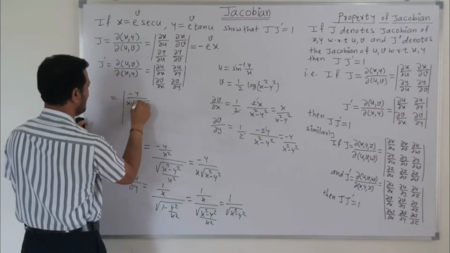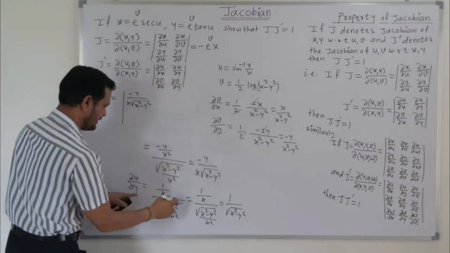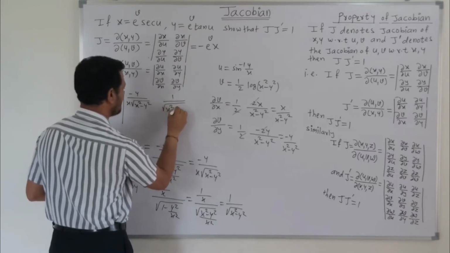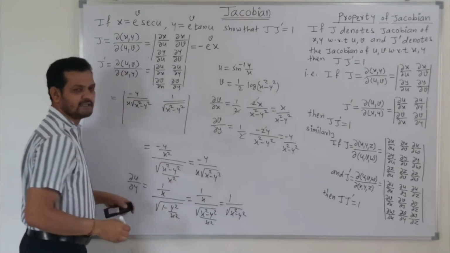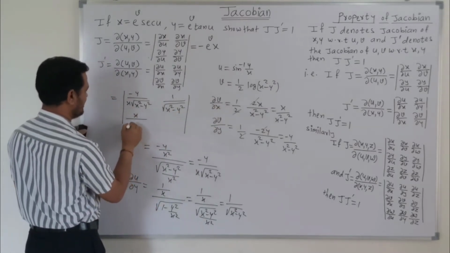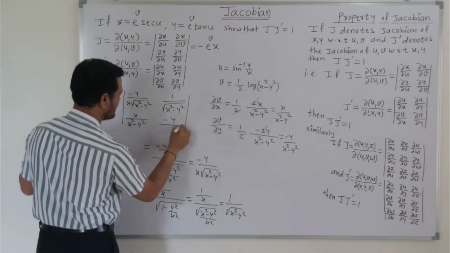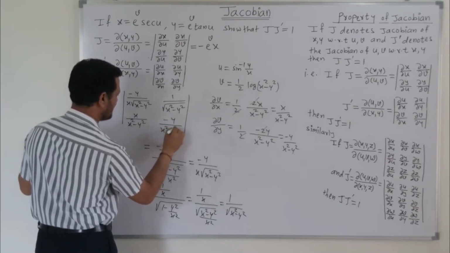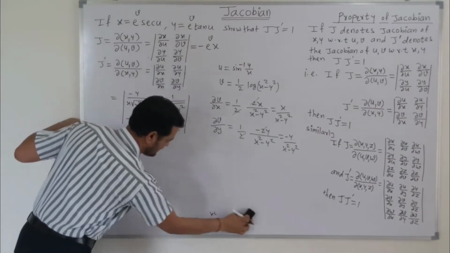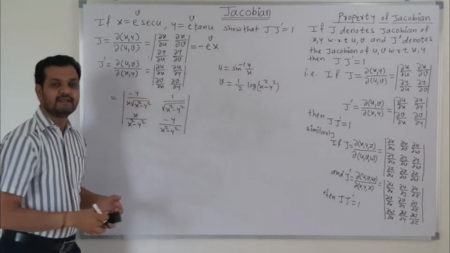then root of x square minus y square, then the partial derivative of u with respect to y. So this value is 1 upon root of x square minus y square. Similarly, the partial derivative of v with respect to x is x upon x square minus y square, and this value is minus y upon x square minus y square. Right? So this is very simple. Only the calculations are somehow complicated. Just simplify this term so that we can easily get the steps.